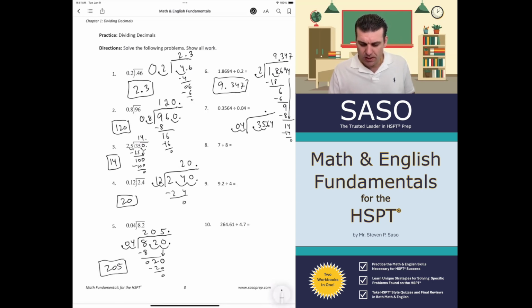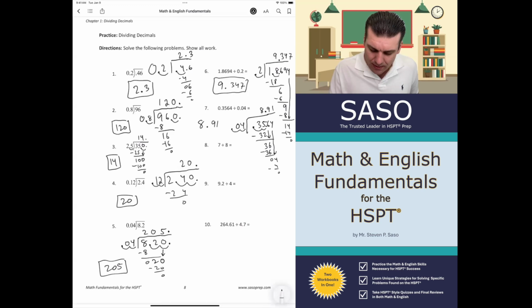Okay, so let's begin. 4 doesn't go into 3, but it does go into 35. Let's see, that would be 4 times 9 is 36, so I guess it's going to be 8, right? 4 times 8 is 32. 35 minus 32 is 3. Well, let's bring down this 6, and 4 goes into 36 9 times evenly. So 4 times 9 is 36. That's going to be a 0. We bring down the 4, and then 4 goes into 4 one time evenly, and looks good. Final answer is 8.91.